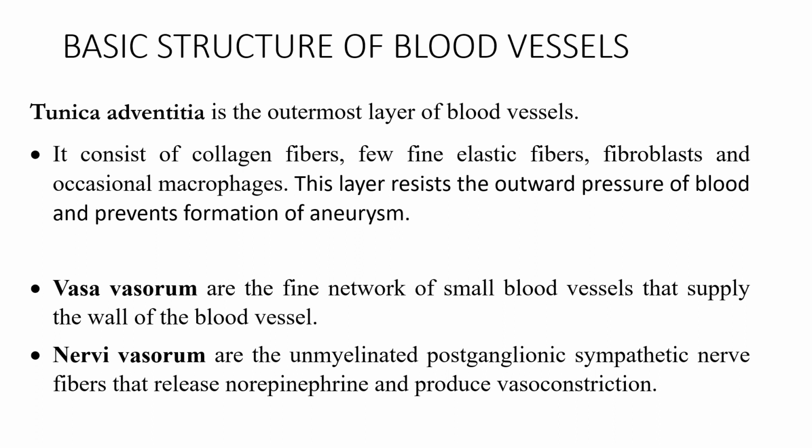And the peculiarity of tunica adventitia is presence of vasa vasorum and nervi vasorum. So, vasa vasorum are the blood vessels supplying the wall of vessel. For example, we'll take a large artery like aorta. So, in the tunica adventitia of the aorta, we get vasa vasorum. It is a small blood vessel that supplies the walls of aorta.